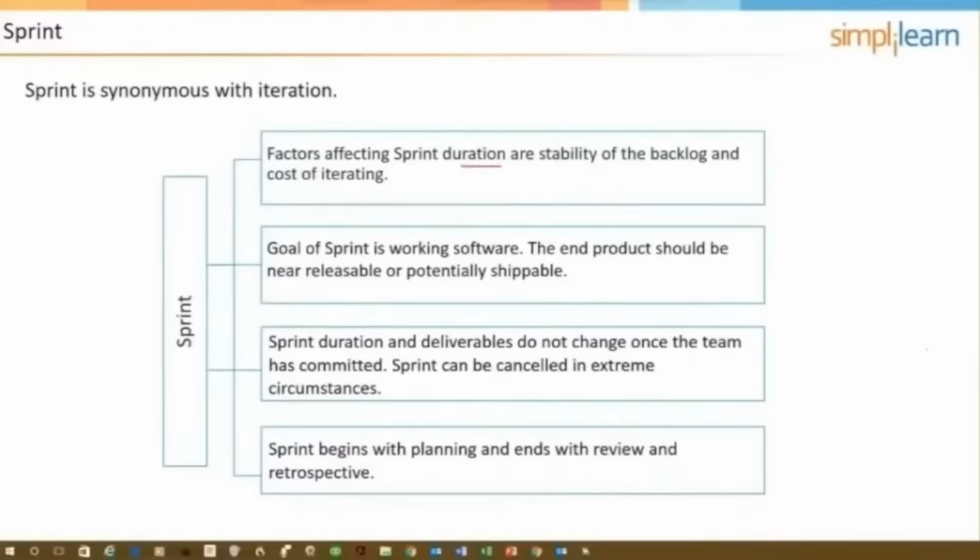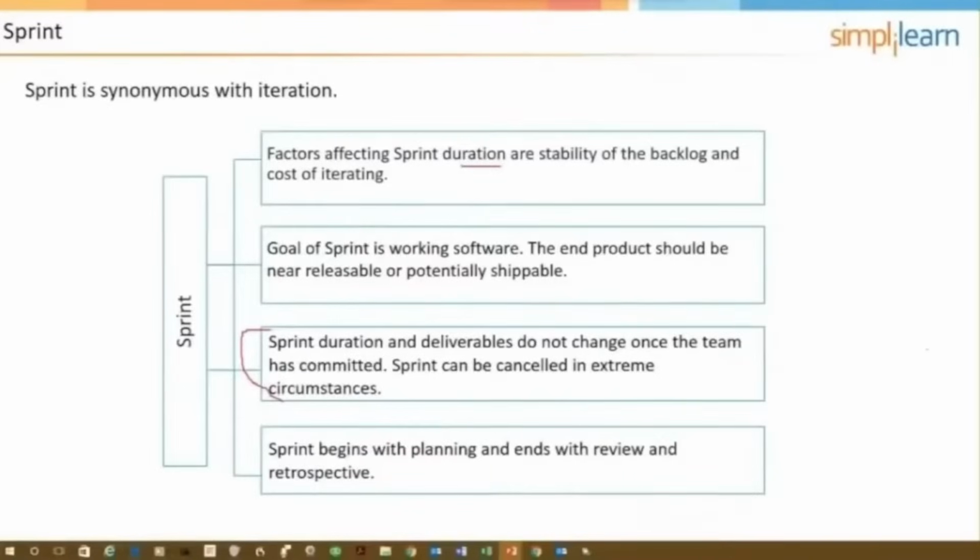The sprint duration and deliverables do not change once the team has committed. This is another one of those things that has to be viewed as absolute when we're doing Scrum. So if we say that we're going to do a 2-week sprint and we select 5 user stories based on our velocity or capacity, once that decision has been made, the duration of the sprint does not change, and we do not add or remove any user stories.